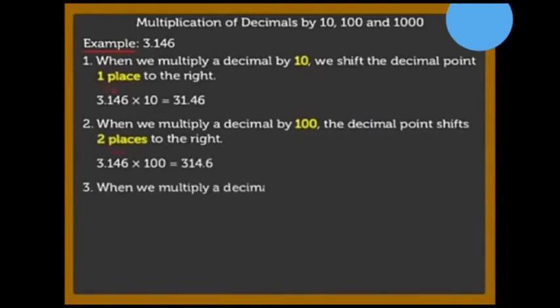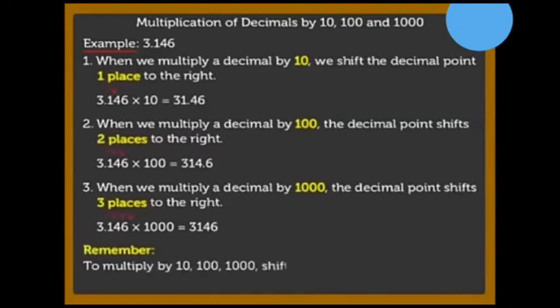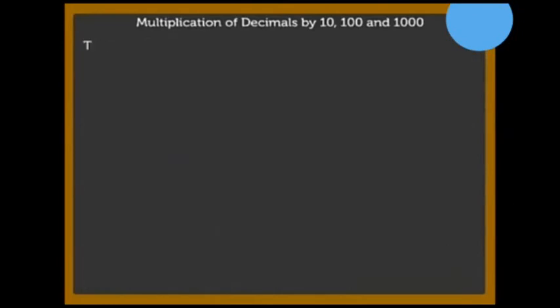Similarly, when we multiply a decimal by 1000, the decimal point shifts 3 places to the right. Thus, 3.146 into 1000 is equal to 3146. Remember, to multiply by 10, 100 and 1000, shift the decimal point as many places to the right as there are zeros after 1. Let us discuss one example.